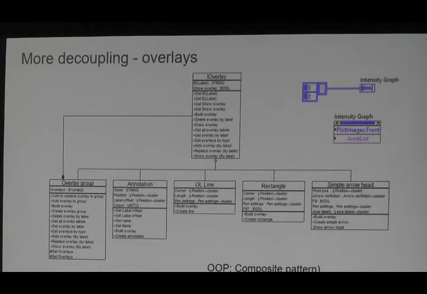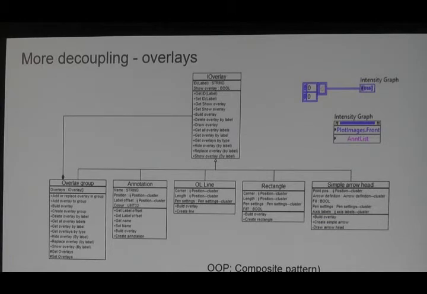And I'm not an OO expert by any stretch. And this composite pattern is what's being represented here. What we've actually got is an overlay object at the top level, which knows how to draw an overlay and how to build an overlay. And then I create different child types of overlays. I've got an annotation, I've got a line, a rectangle, a simple arrowhead.